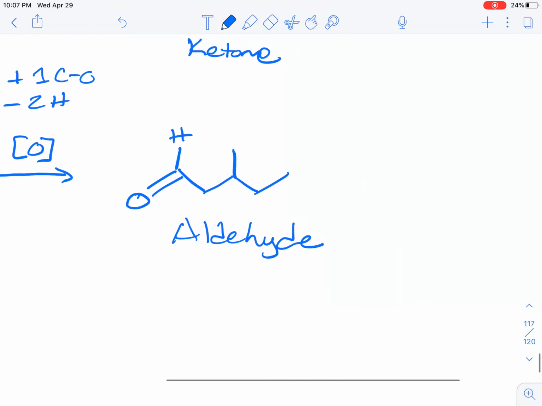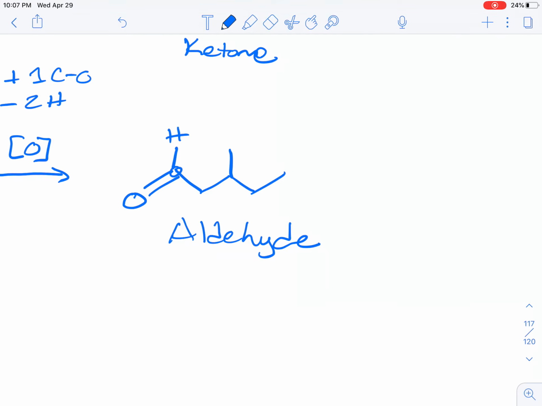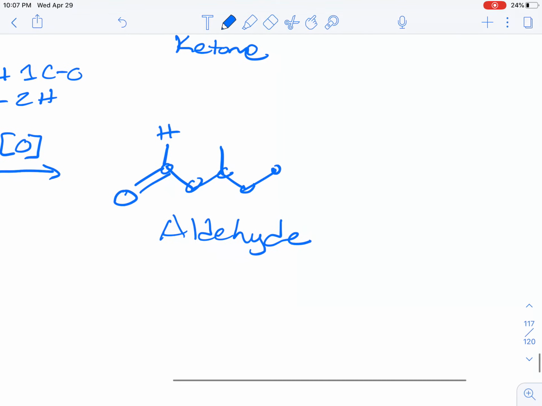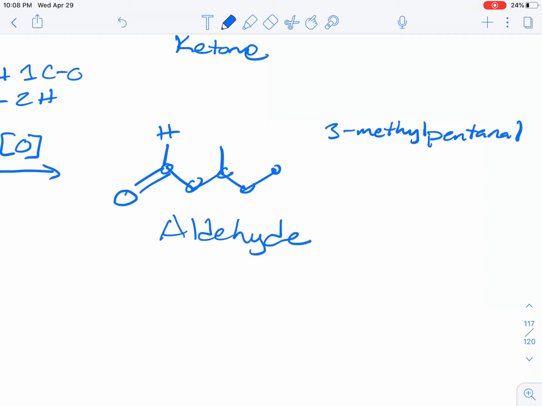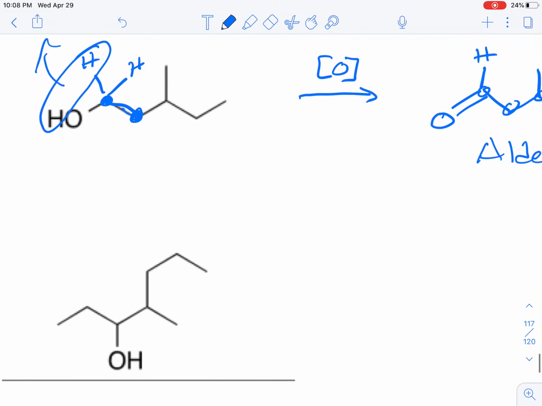All right, and so if we want to name this aldehyde, 1, 2, 3, 4, 5, this is going to be pentanal, and then we have a methyl group on the third carbon, so this is 3-methylpentanal. Remember, we don't use the carbon number 1. We're going to omit 1 in the name because aldehydes are always terminal functional groups.